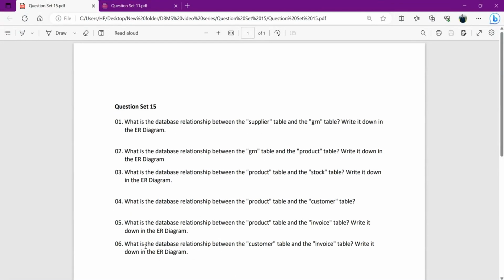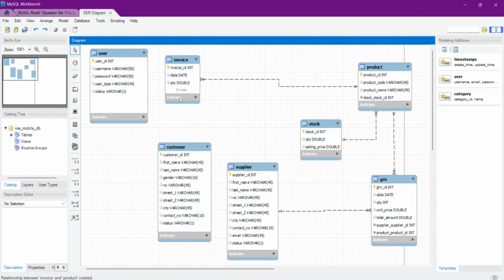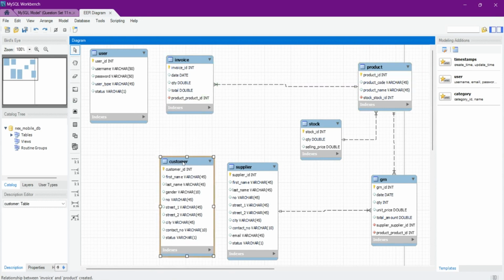Now the sixth question: what is the database relationship between the customer table and the invoice table? Write it down in the ER diagram. This is the customer table and this is the invoice table. A customer can have many invoices, but a particular invoice can have only one customer. So it's clear that we have a one-to-many relationship between these two tables. Let's create a one-to-many relationship. Invoice is the many side and customer is the one side.